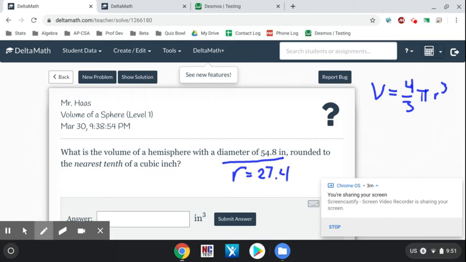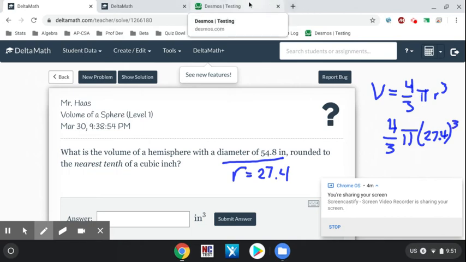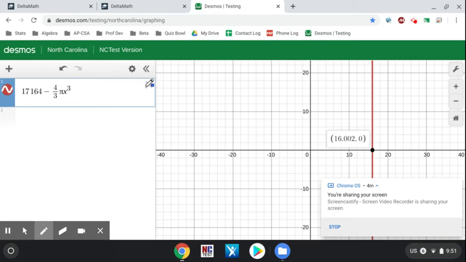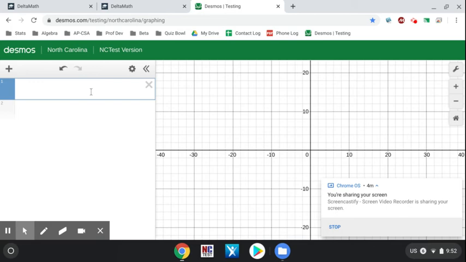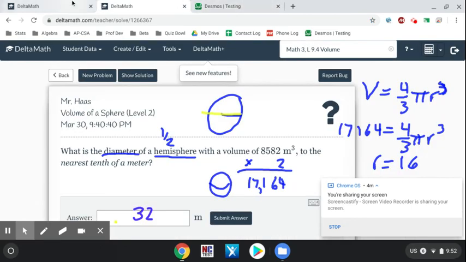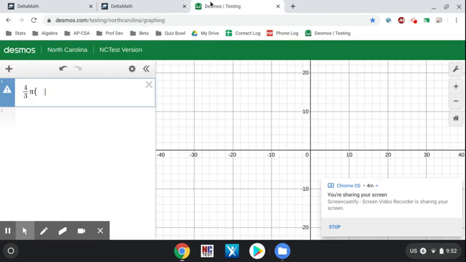I'm trying to find the volume of a hemisphere, so I'm going to do 4/3 pi, and then my radius, 27.4, to the third power. Now, when I use Desmos this time, I don't have a need to solve for anything because it's going to give me the volume directly. 4/3 pi, and then my radius was, look back, 27.4.